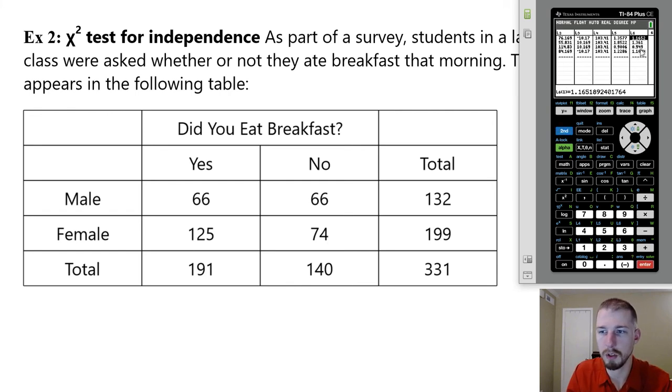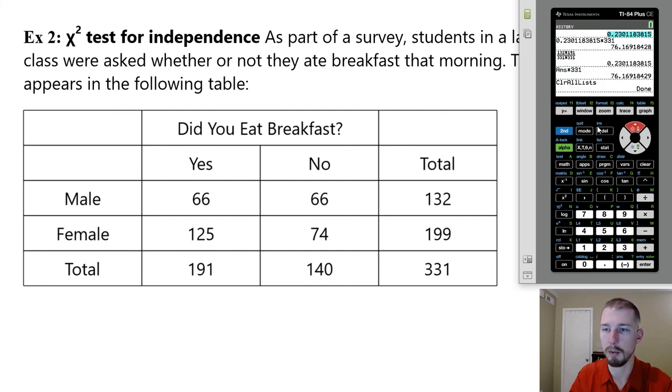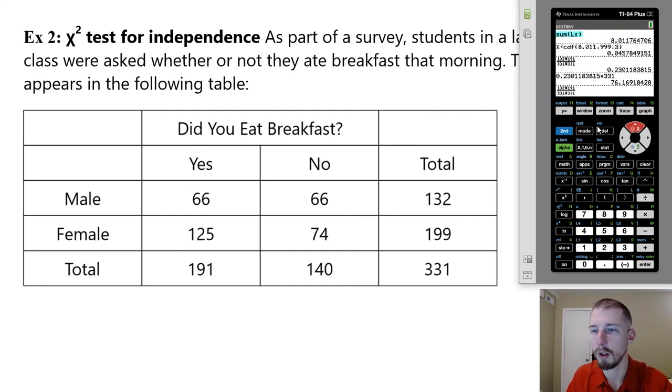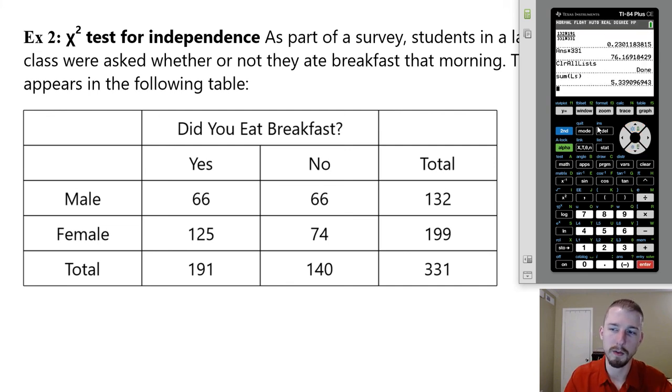The most unusual one was females that did eat breakfast. That was much higher than what we expected, the highest proportion, but it was still just 1.36 standard deviations above what we expected, which is not that unusual. If I take the sum of the components, which is the sum of list 5, that gives me a chi-squared statistic of 5.34.